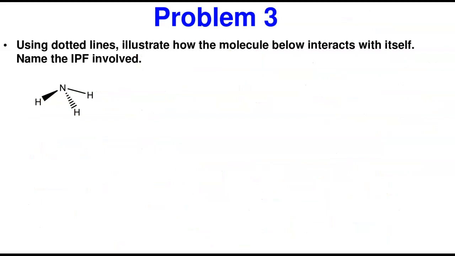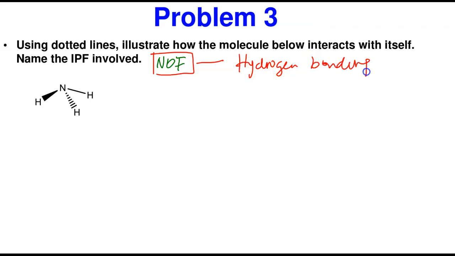In problem 3, it says use dotted lines to illustrate how this molecule will interact with itself, and we should name that. Now, if you look at this, remember, this is hydrogen bonding. Hydrogen bonding occurs between NOF. NOF is nitrogen, oxygen, and fluorine. So we have nitrogen here, and we have hydrogen connected to it. So this is going to be what? So the type of bonding here, let's name it first before we draw, will be hydrogen bonding. So we're going to draw how ammonia, this is actually ammonia, will interact with itself.